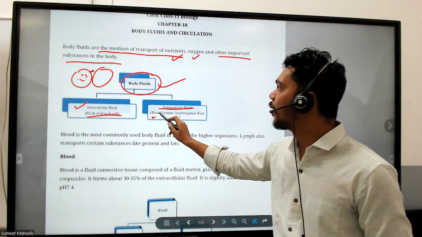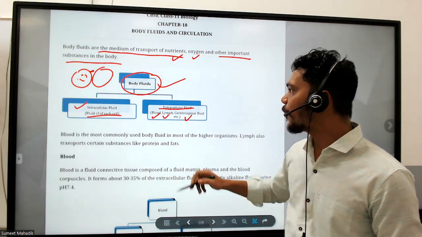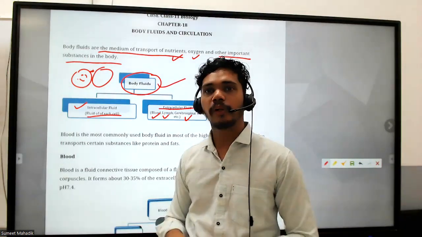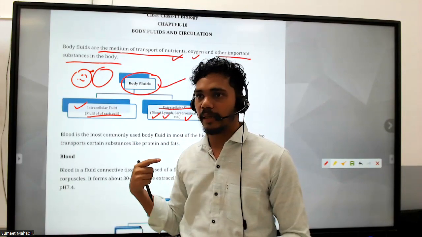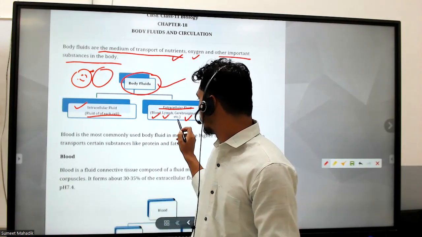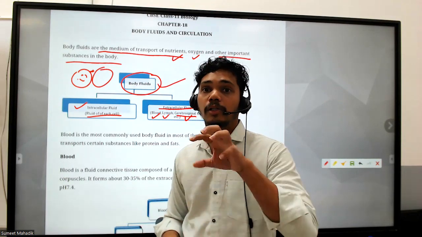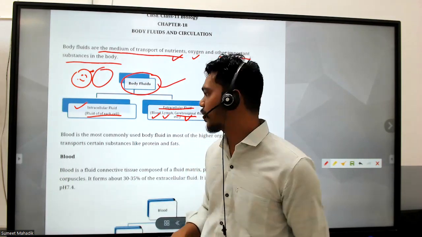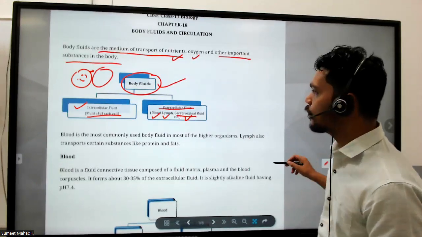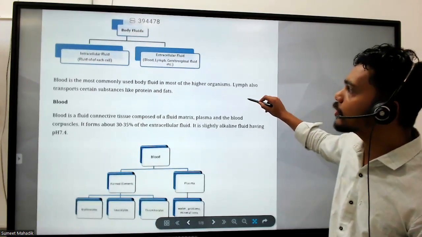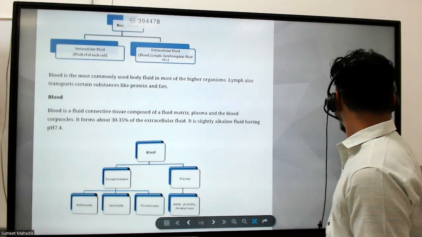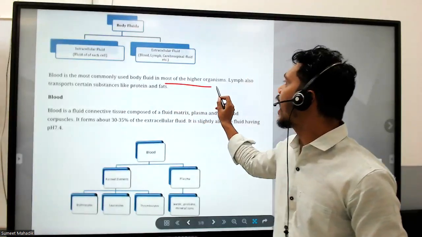Extracellular fluid includes blood, lymph, and cerebrospinal fluid. What is cerebrospinal fluid? It is in the spinal cord or the cerebral region. What is that fluid for? Shock absorber. Very good. Because a shock absorber has to be there. Very good. So, you know everything. Blood is the most commonly used body fluid in most of the higher organisms.